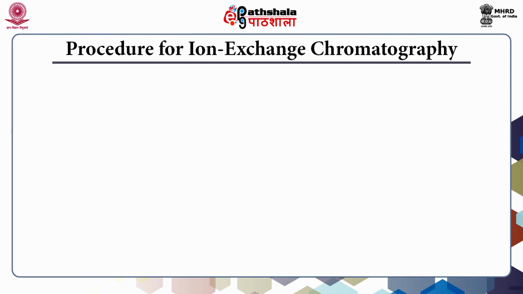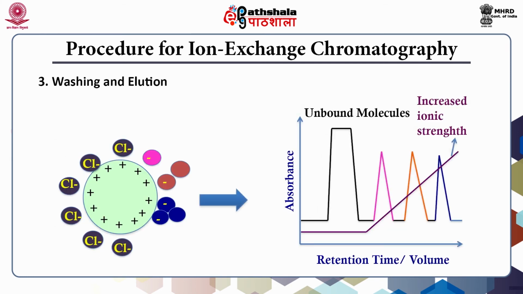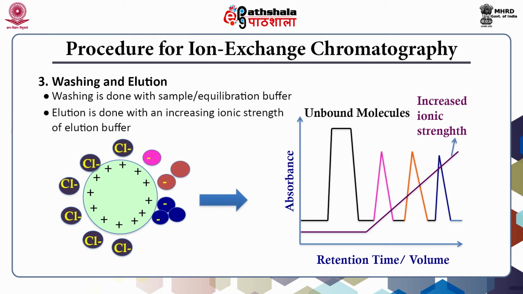The third step in ion exchange chromatography is washing and elution. After sample application, we have to wash the column to remove all the impurities. This can be done by using either the sample buffer or the equilibration buffer. Once we have done washing, then we can use the elution buffer. The elution buffer should have sufficient pH and ionic strength to obtain the required molecules from the column.